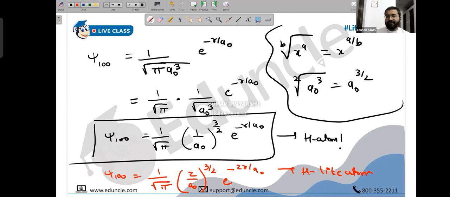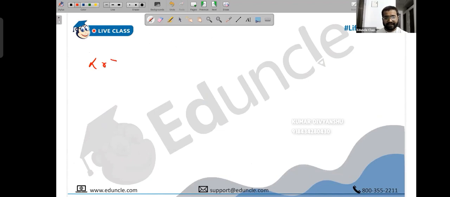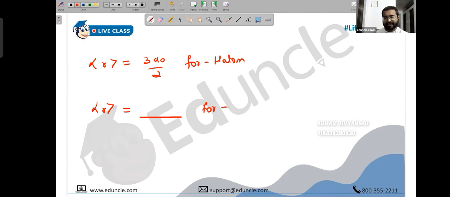What is the value of Z for hydrogen? 1. So if you put Z, are you getting hydrogen back? Yes, sir. But now, without solving, scratch your head and use a shortcut, logical method. Tell me what would be the answer of this average expectation value for an H-like atom. For hydrogen, you learned it's 3 a naught by 2. You don't need to solve. You can use just a small trick and identify what this will be for a hydrogen-like atom.